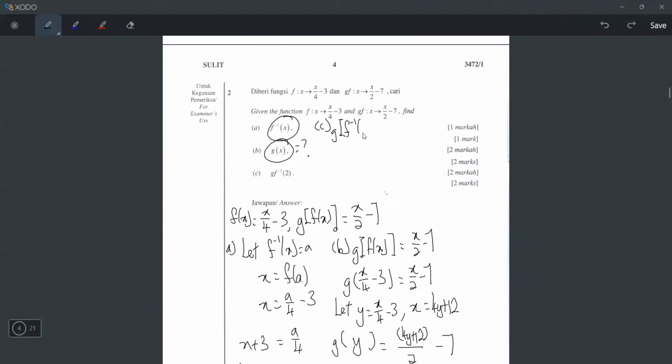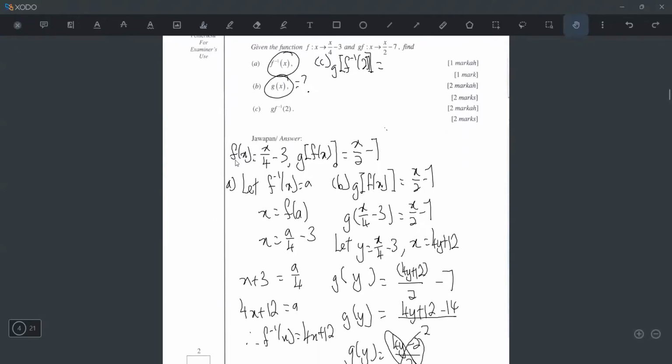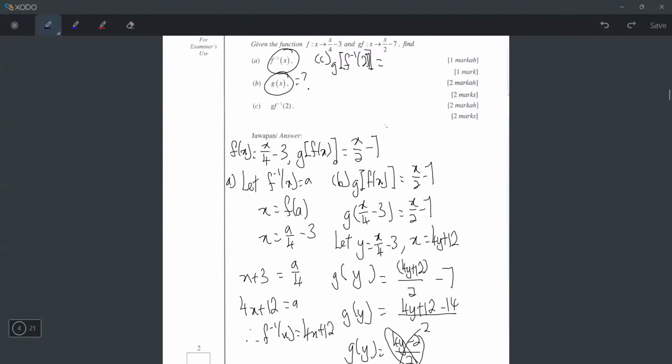So do you have f inverse? Yes, okay, I have it because just now you did part a already. Remember a? So what's f inverse? Let's see. So f inverse is this, 4x plus 12, right? So I will do what's inside the bracket first. So the g I will leave it first. So the inside bracket is f inverse 2.